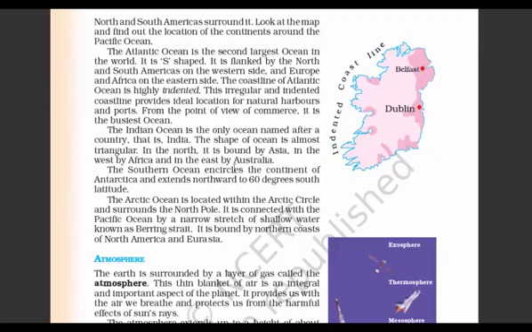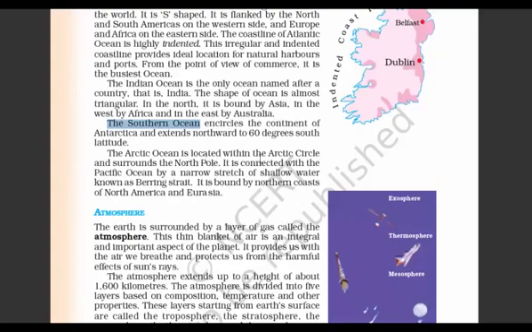Rest other oceans are independent, and the Southern Ocean encircles the continent Antarctica completely. It surrounds that continent. And again, the Arctic Ocean is located within the Arctic Circle and surrounds the North Pole. It is also connected with the Pacific Ocean by a narrow stretch of shallow water. So this term, Bering Strait.